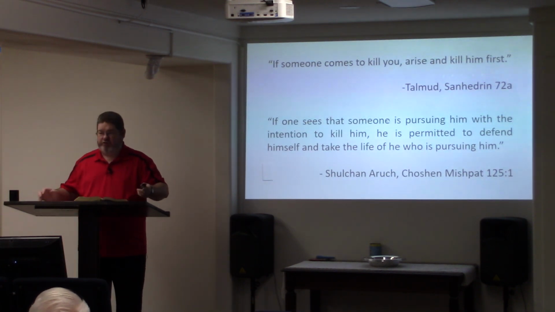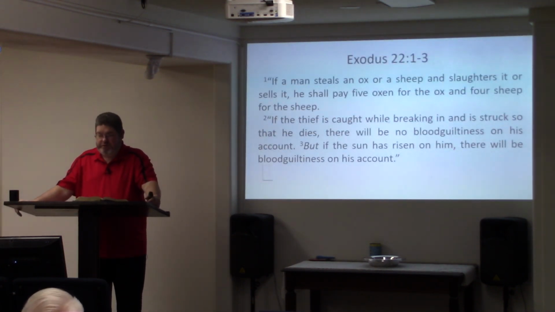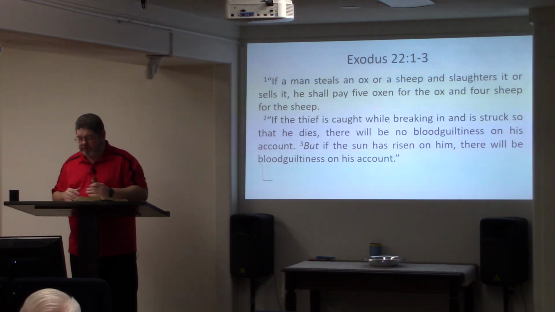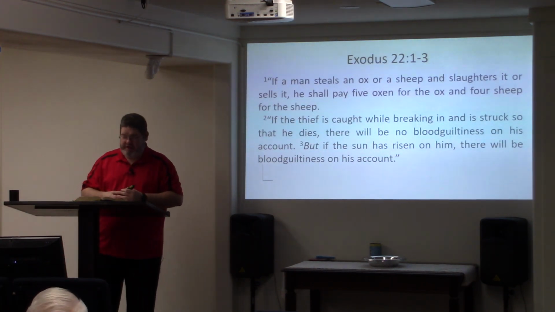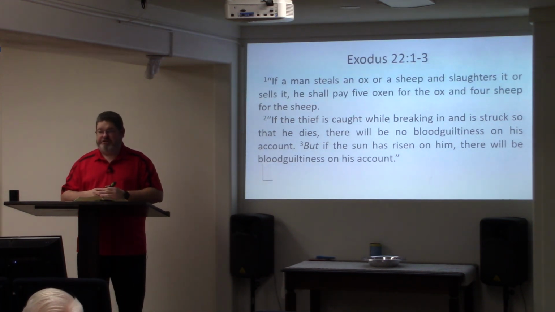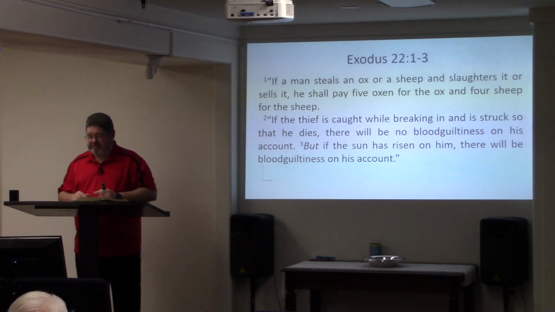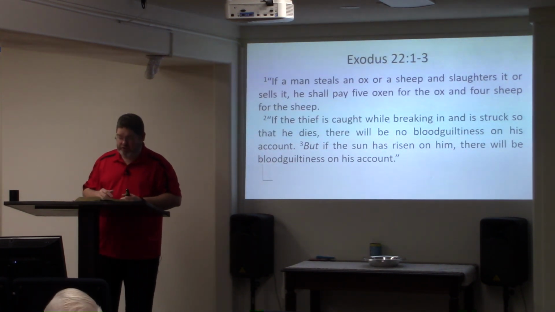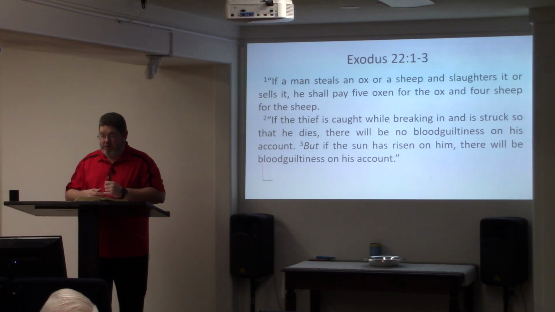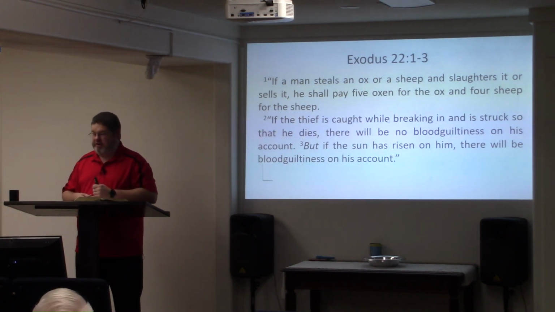This is actually in the scriptures. If you read Exodus chapter 22, it talks about stealing property. It says, if a man steals an ox or a sheep and slaughters it or sells it, he shall pay 5 oxen for the oxen, 4 sheep for the sheep. That's not the important part for our discussion here. What it says then is, if a thief is caught while breaking in and is struck so that he dies, there will be no blood guiltiness on his account. But if the sun has risen on him, there will be blood guiltiness on his account.